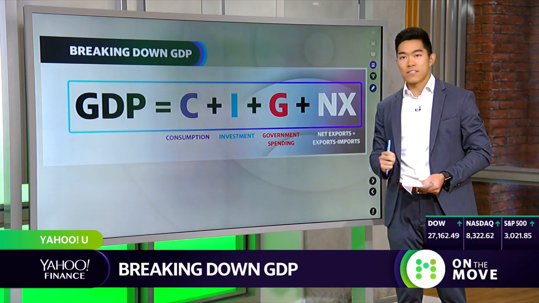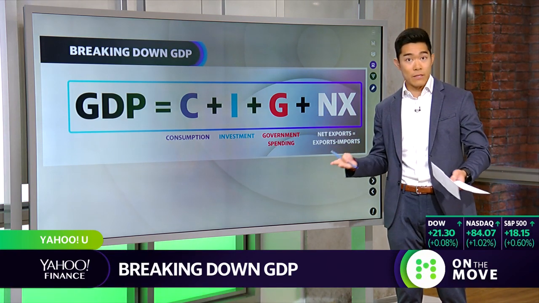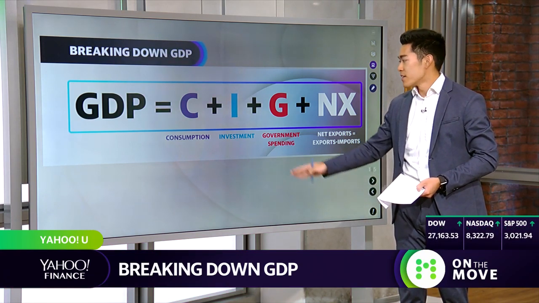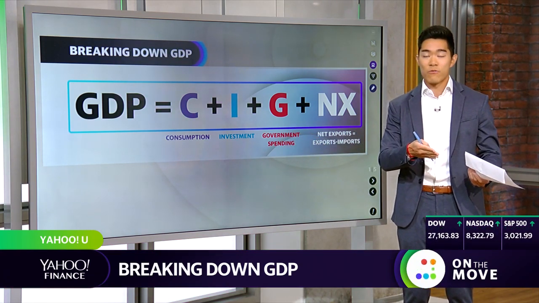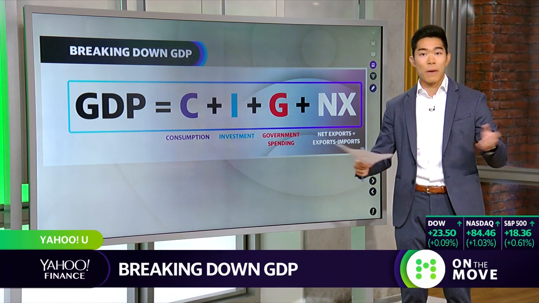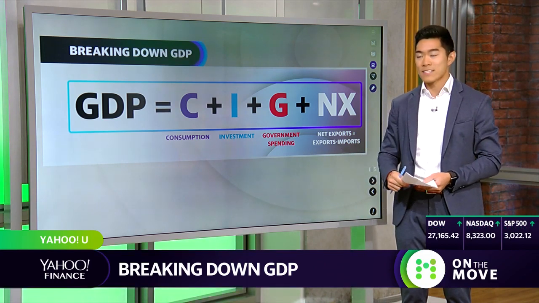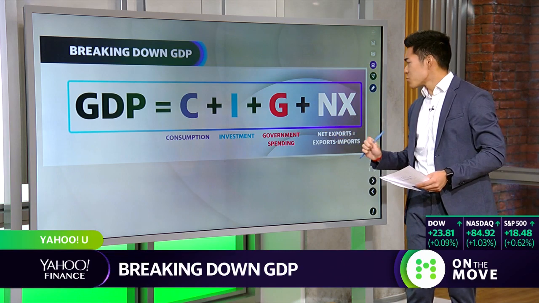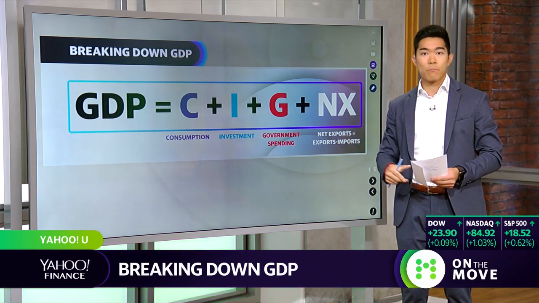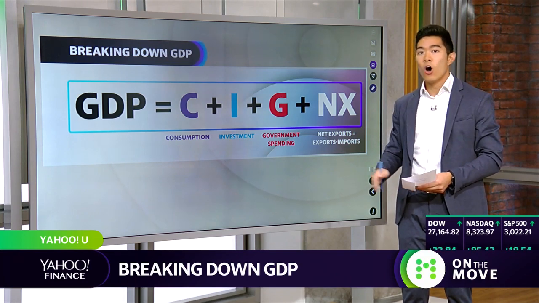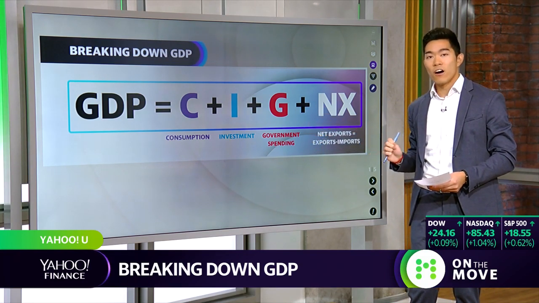So C is consumption. So the individuals in a given economy, like the US, how much they're consuming, are they buying goods, services, etc. Next is investment. So aside from individuals, the businesses. Are businesses investing in capital for expanding their productivity or expanding their capacity? That would be captured in the I part of the GDP equation. And there's also government spending. So the government will make a budget for military spending or for programs like Medicare and Medicaid, all of that would be covered by the G part of the GDP equation.